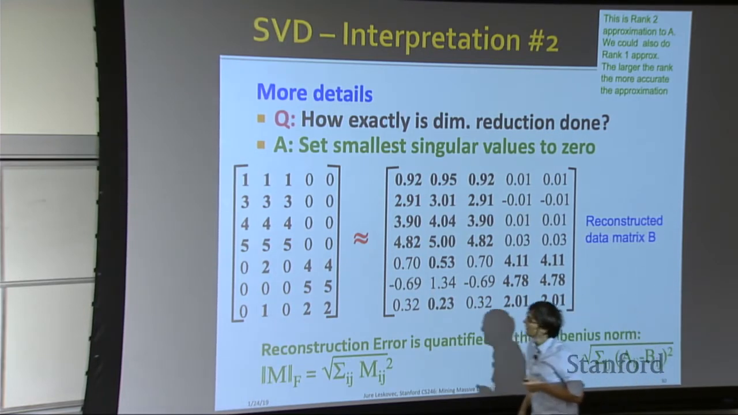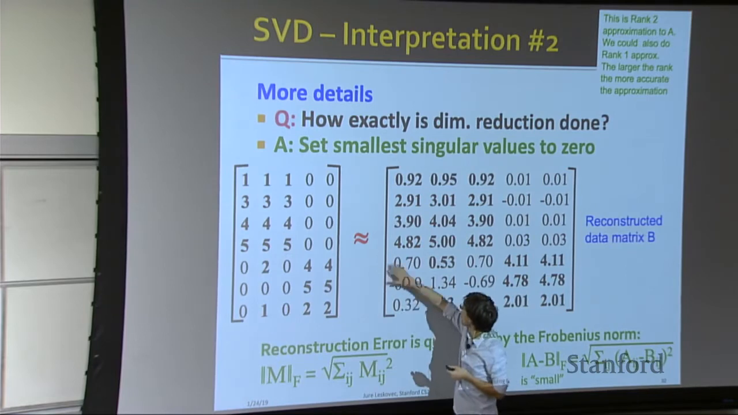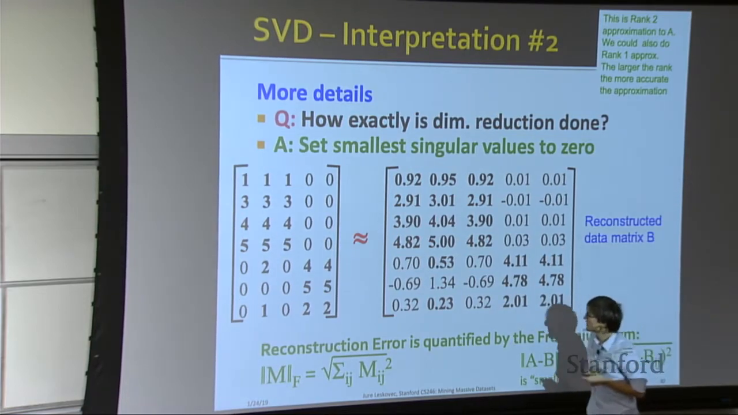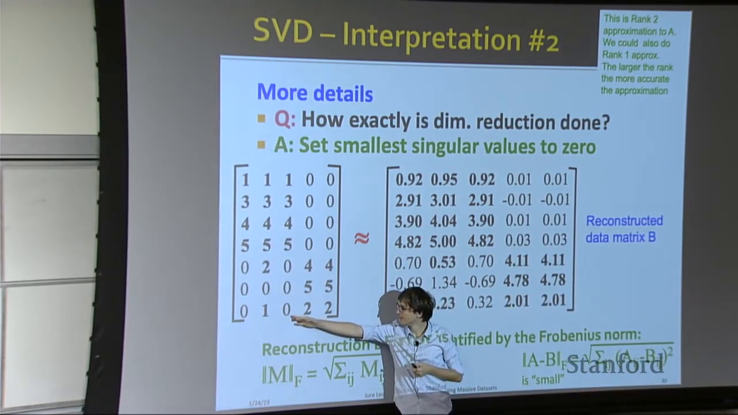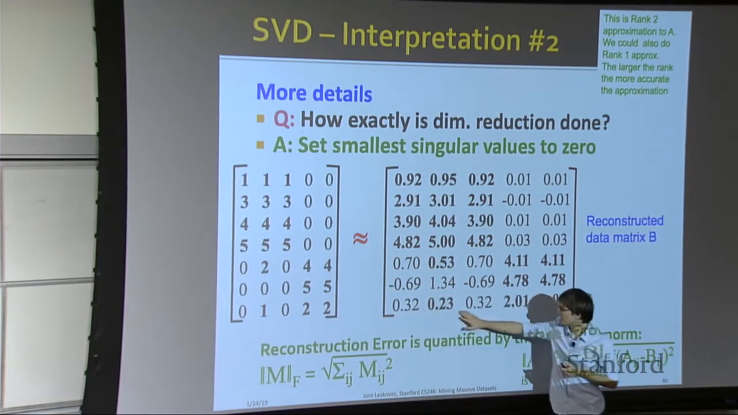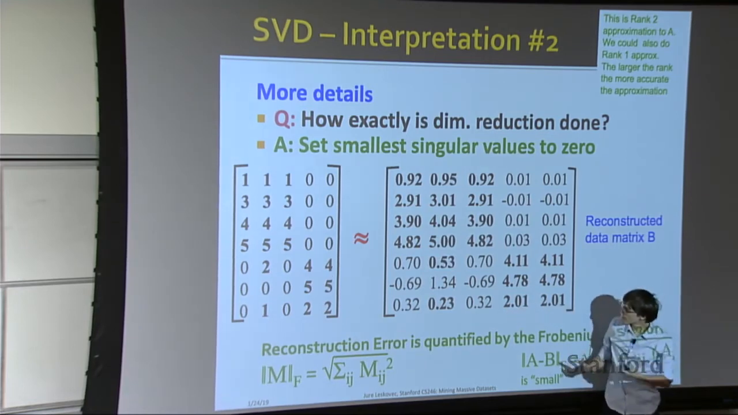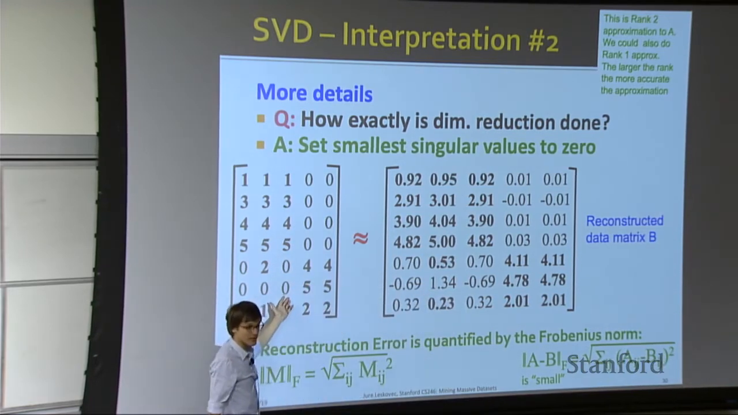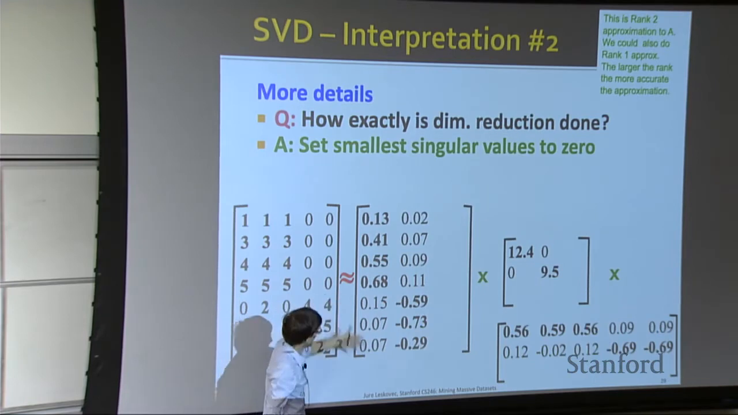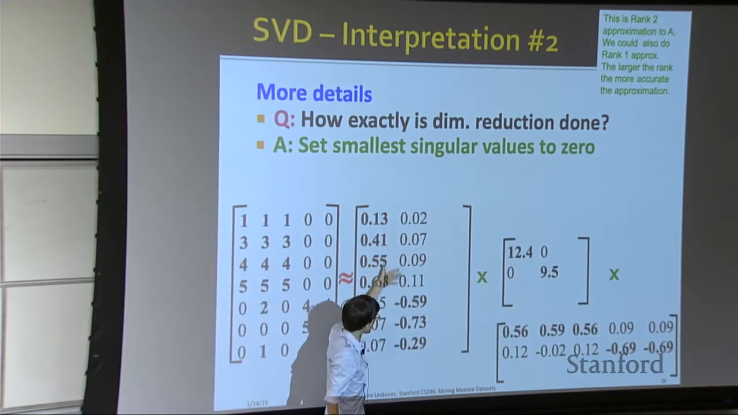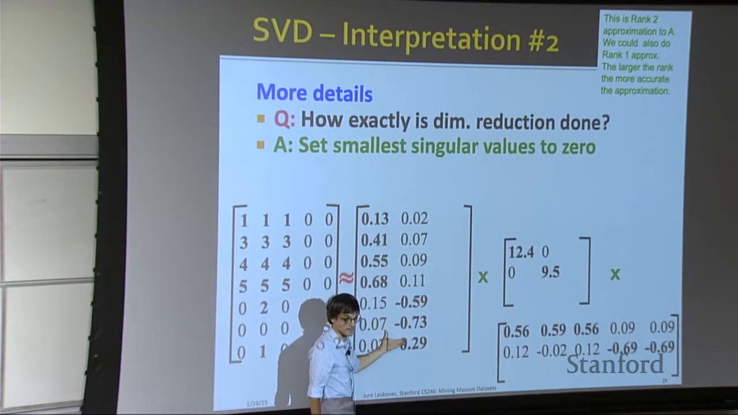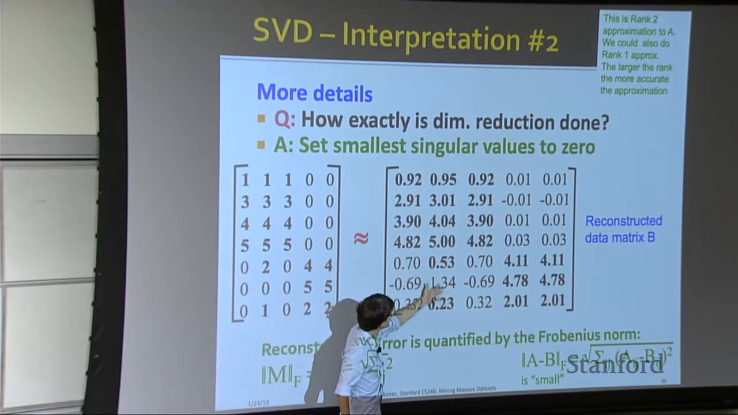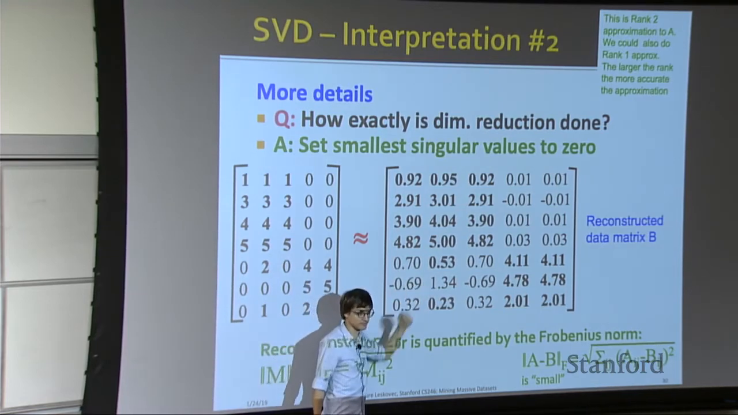What does it mean that, for example, this row of 5, 5, 5, 0, 0 got reconstructed to 4.8, 5, 4.8, and something very close to 0? Or, for example, this row of 0, 1, 0, 2, 2 gets reconstructed to things that are close to 0 and then things that are close to 2, right? So this reconstructed matrix is quite close to the original data matrix, even though the original data matrix was three-dimensional, rank 3, and now we are approximating it with a rank 2 matrix, or a rank 2 set of matrices. And as we do that, our reconstruction is close, but is not perfect.